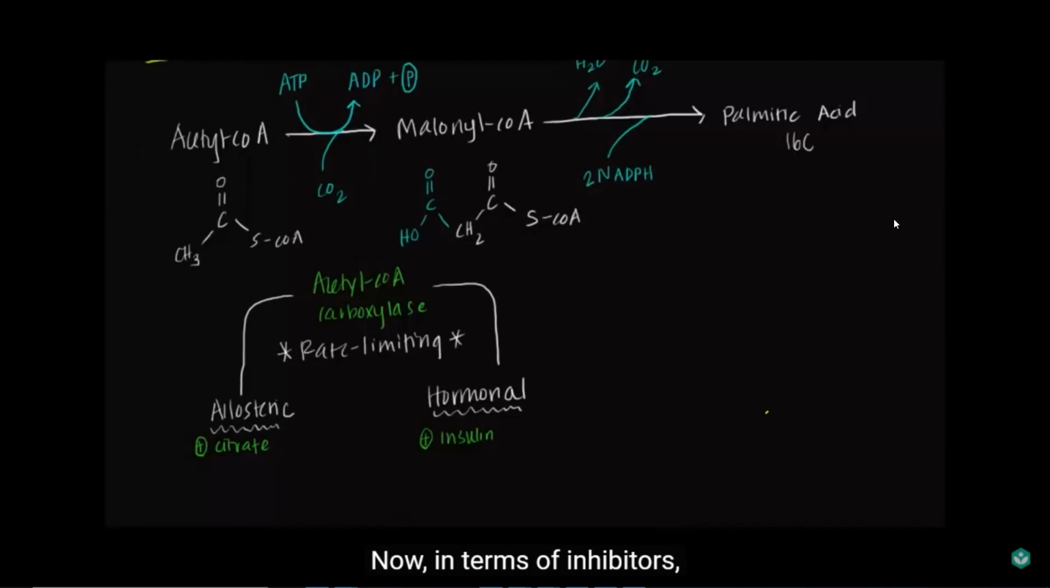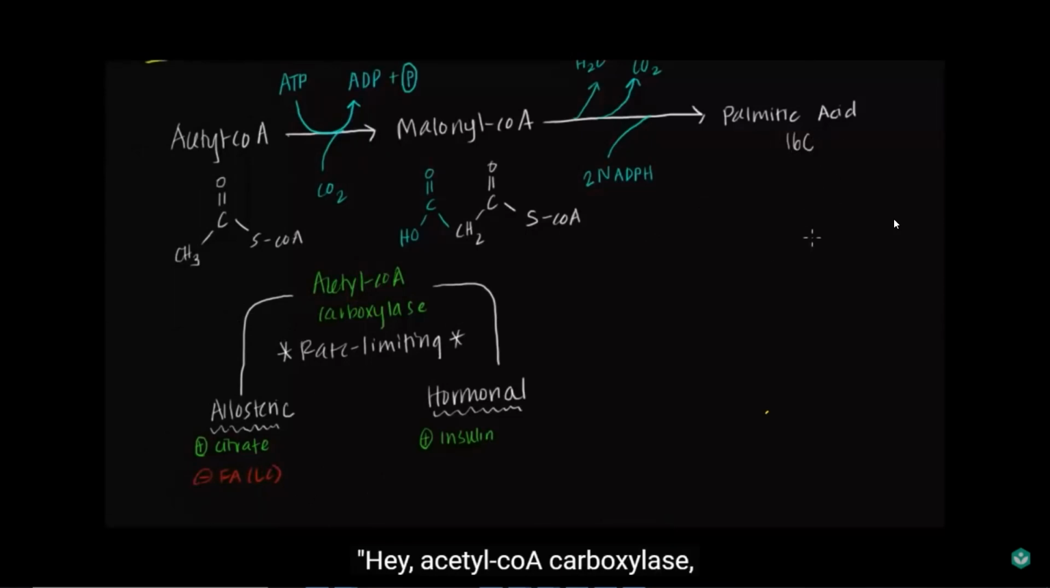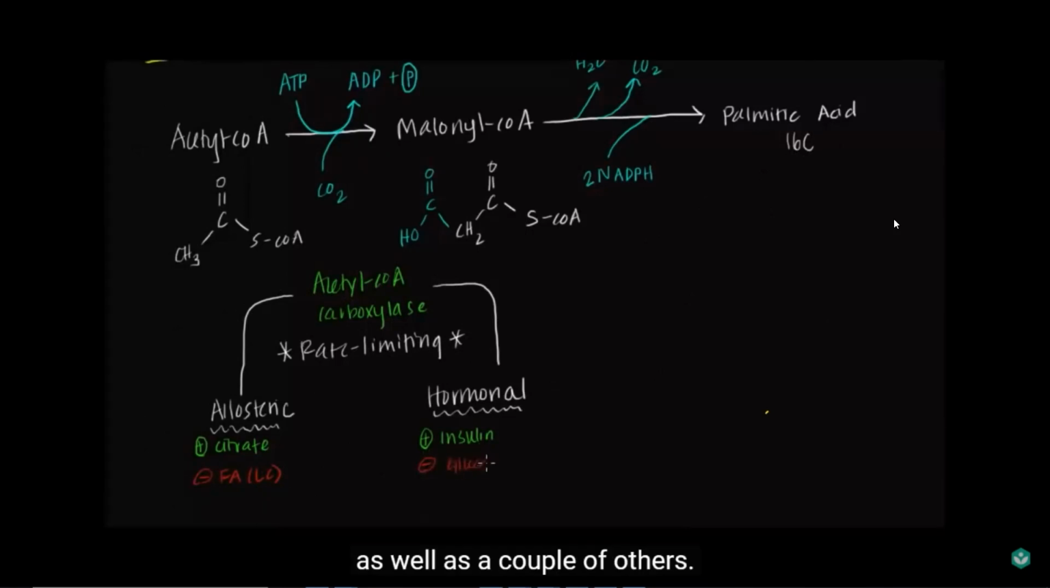Now, in terms of inhibitors, allosterically, it turns out that fatty acids, especially long-chain fatty acids, can inhibit this enzyme. The way I like to think about this is it's just a form of product inhibition. If too many fatty acids are being produced, the cell is basically saying, hey, acetyl CoA carboxylase, you can slow down a little bit. We have more than we need. And in terms of hormones, the hormone that inhibits this enzyme is glucagon, as well as a couple of others, but this is one of the main ones.